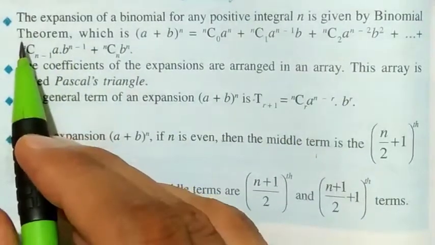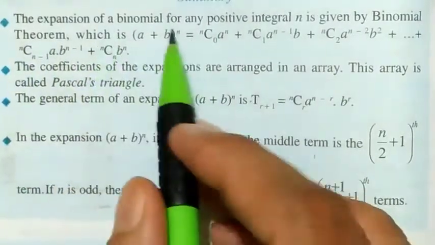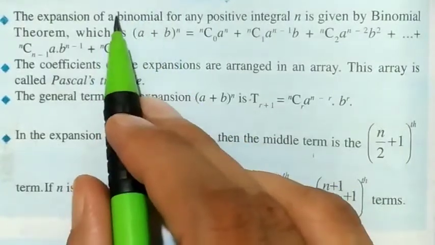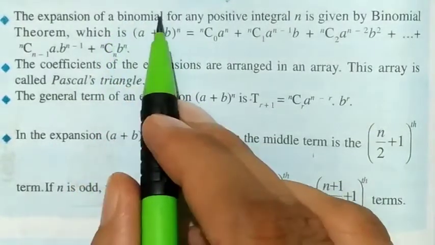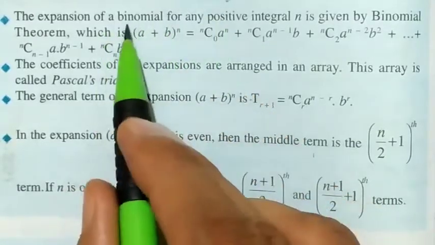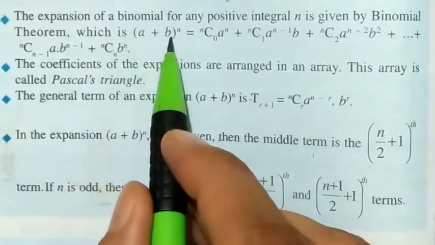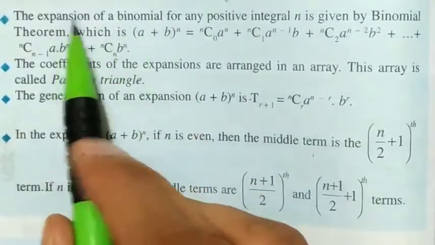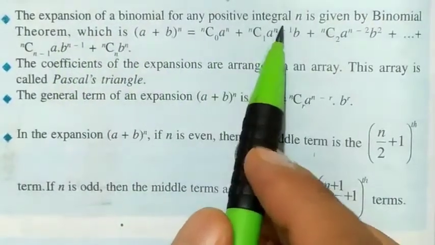The first point is the expansion of a binomial. Binomial means which has two terms. Monomial means single term, binomial two terms, trinomial is three terms. So binomial, two terms like this, a plus b, this is a binomial. So expansion of a binomial for any positive integral.